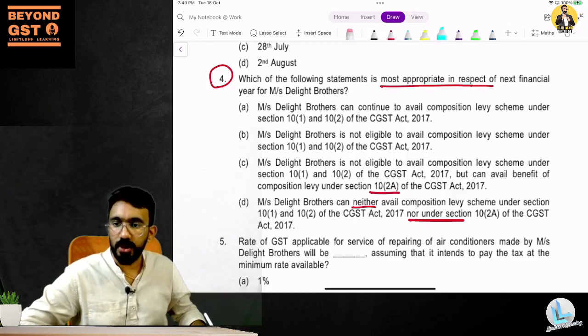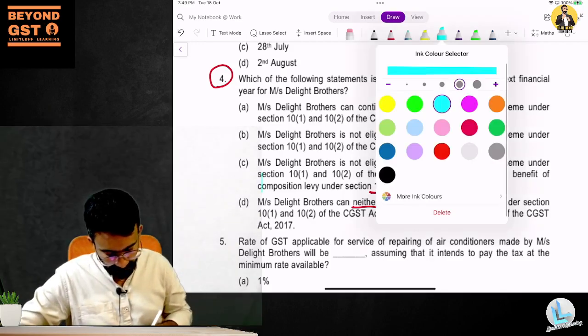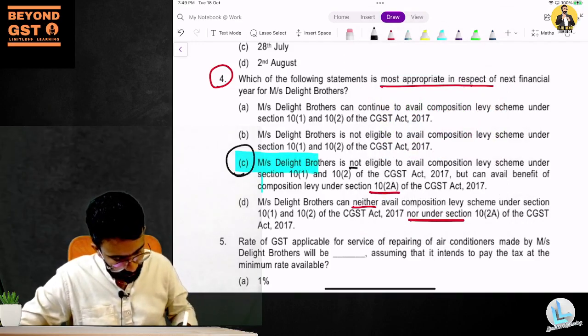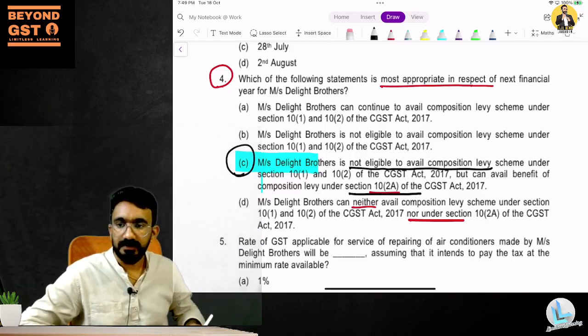Which option do you think is more appropriate? Option C is more appropriate. Perfect, everyone. This is the correct answer because they're not eligible for composition levy, but they are eligible for 10-2A. Is it clear?